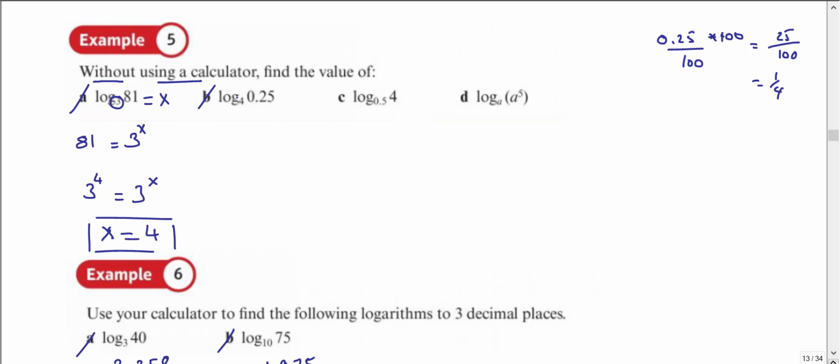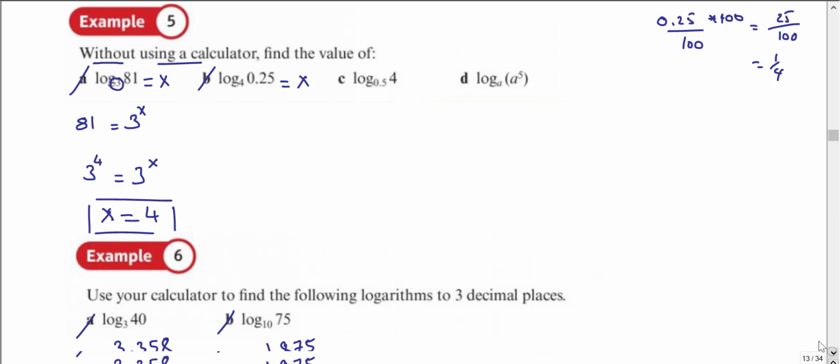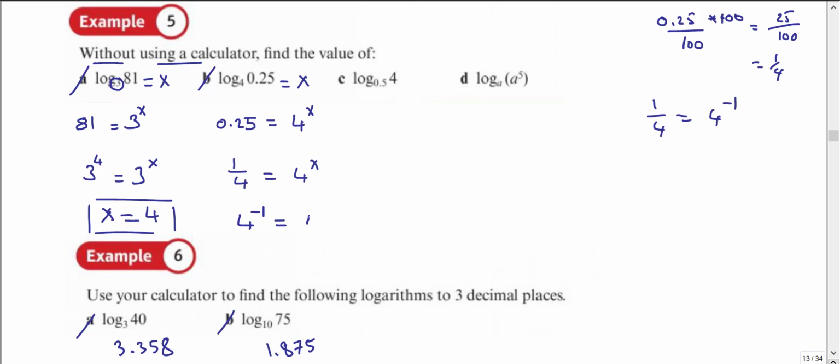Let's do the next one. Again, without using a calculator, find this. Put it equal to x. Let me write the first example. You need to make this 1 over 4, you need to make it 4 because on the right side you already have 4. 1 over 4 is 4 power minus 1. Bring it up and you change the sign. So it's 4 power minus 1. So x will be what here? Minus 1. Yes.